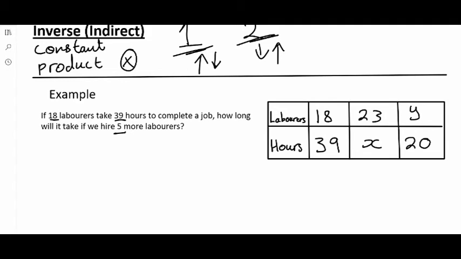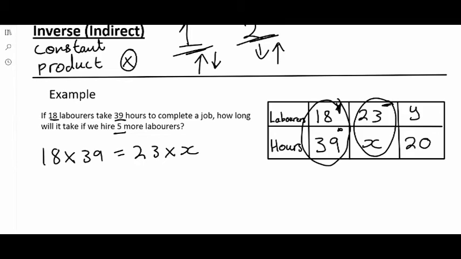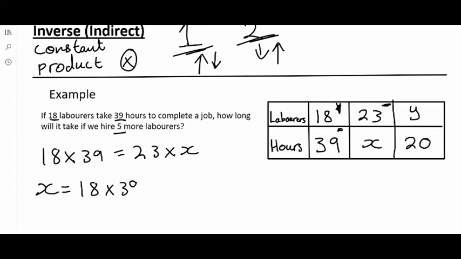So we have 18 laborers that take 39 hours. If we hire 5 more laborers, in other words if we have 23 laborers, how long will the job take? Well, it's simple. 18 times 39 is going to equal 23 times x. This times that will equal this times that. We don't have to play around with any fractions in this case. It's so much easier. In other words, x will simply be equal to 18 times 39 divided by 23.